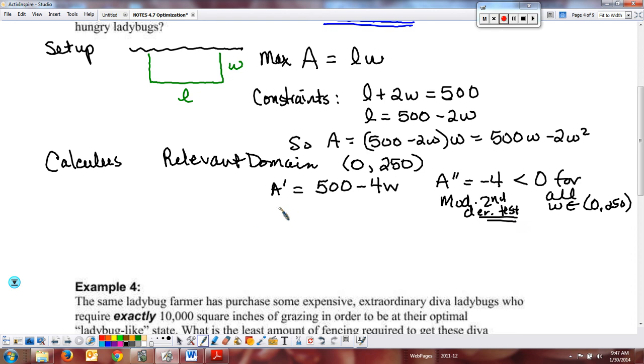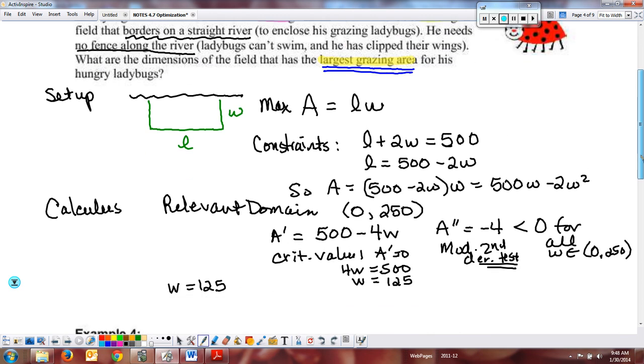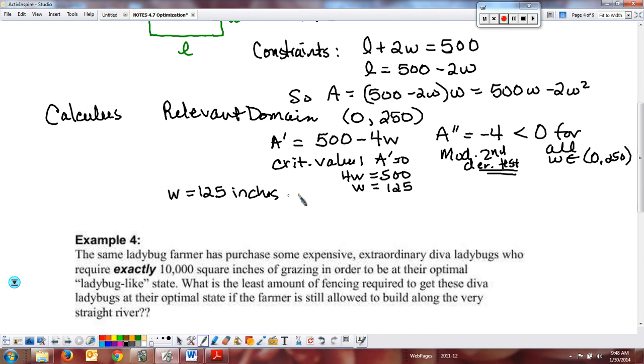And then we go ahead, our critical values. When A prime is equal to 0, we have 4W equals 500, or W equals 125. We can go right to our conclusion. We know that W equals 125. I don't know if I was doing this before, but I better start making sure I put in units, inches, maximizes area because your second derivative was less than 0 for all W in the relevant domain, 0 to 250.